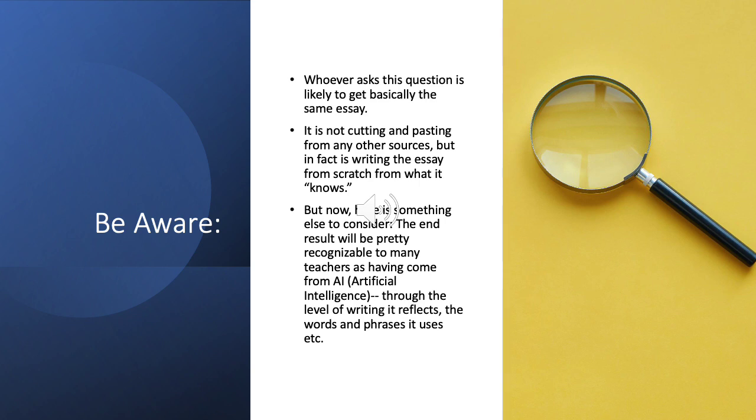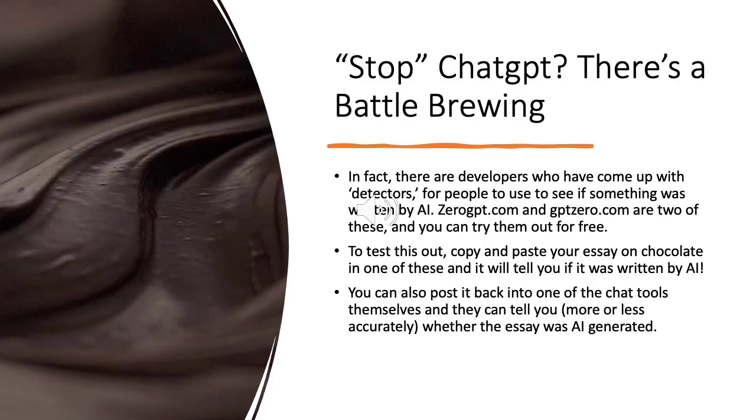But now here is something else to consider. The end result will be pretty recognizable to many teachers as having come from AI, through the level of writing it reflects, the words it uses, and so on. Should we stop ChatGPT? Well, there's a battle brewing. In fact, there are developers who have come up with detectors for people to use to see if something was written by AI. ZeroGPT and GPT-0 are 2 of these, and you can try them out for free.